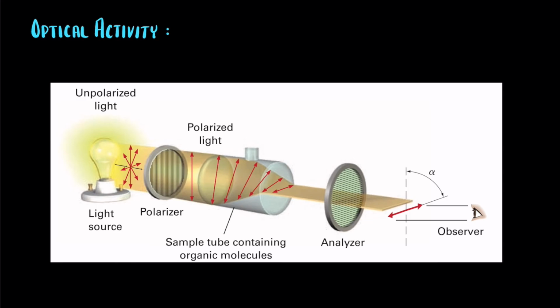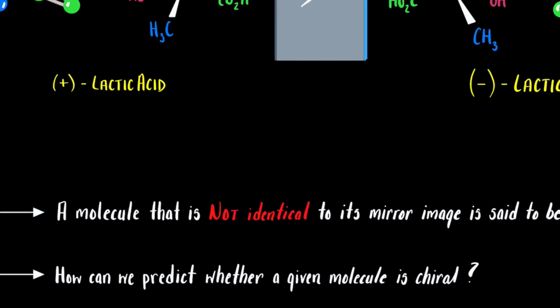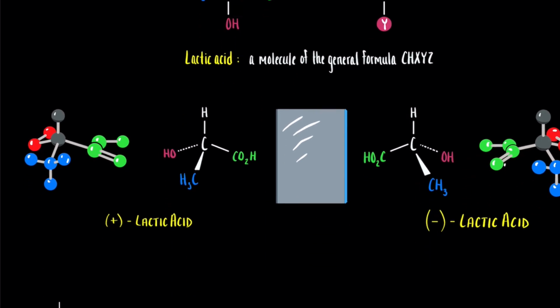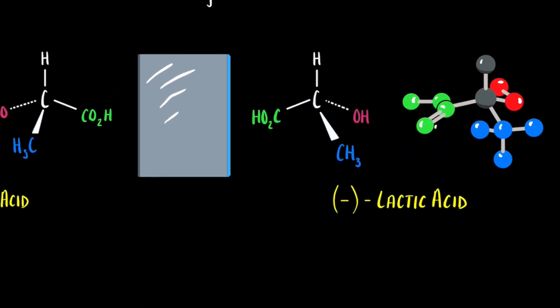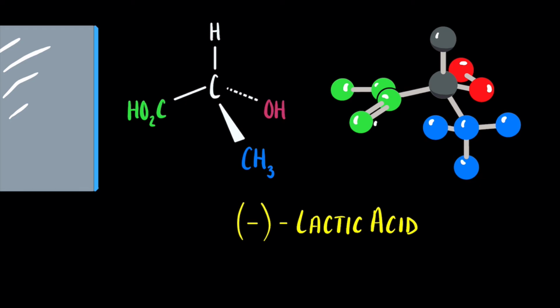So what comes from this is that some optically active molecules will rotate this plane polarized light to the left or counterclockwise, and they are said to be levorotatory, whereas others will rotate polarized light to the right or clockwise and are said to be dextrorotatory. And that's where those plus and minus signs come from, if you remember. So this plus lactic acid rotates the polarized light to the right, or dextrorotatory, and the minus lactic acid will rotate polarized light to the left, hence the minus sign, or levorotatory.